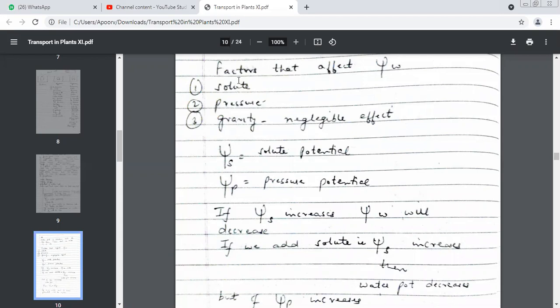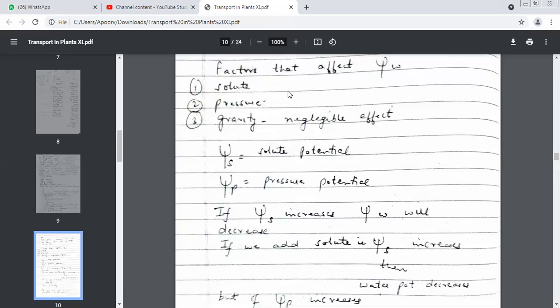So when I say inversely proportional, if Xi S increases, what will happen to the value of Xi W? It will decrease. And I say Xi P and Xi W are directly proportional. So if Xi P increases, what will happen to Xi W? It will also increase. Very good. So there are three major factors. The third one we do not take into consideration because it has a negligible effect. So only two factors affect water potential.